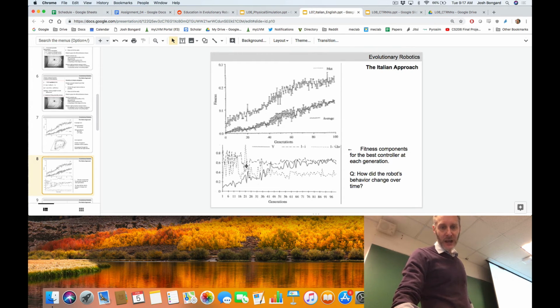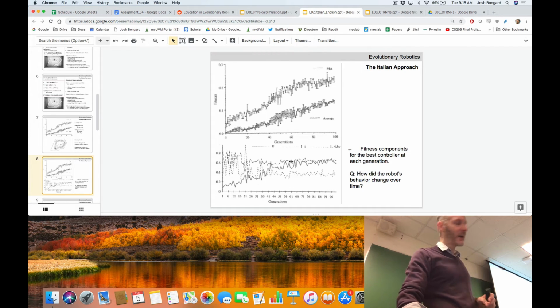If we look at the dotted line, that's 1 minus delta V. What's going on with 1 minus delta V over the evolutionary process here? It's becoming less volatile. It's sort of evening things out and traveling a little bit straighter. But again, kind of hard to see.